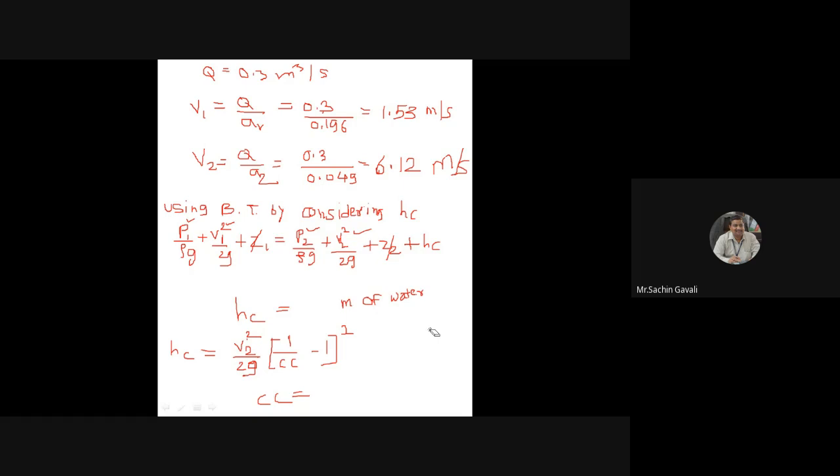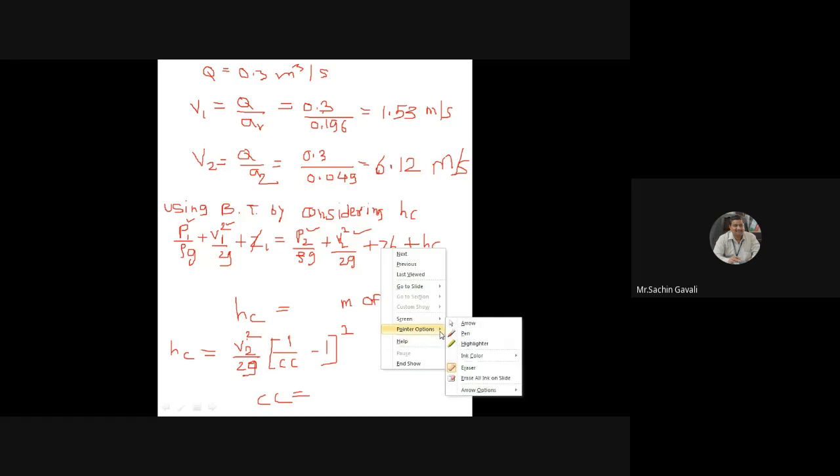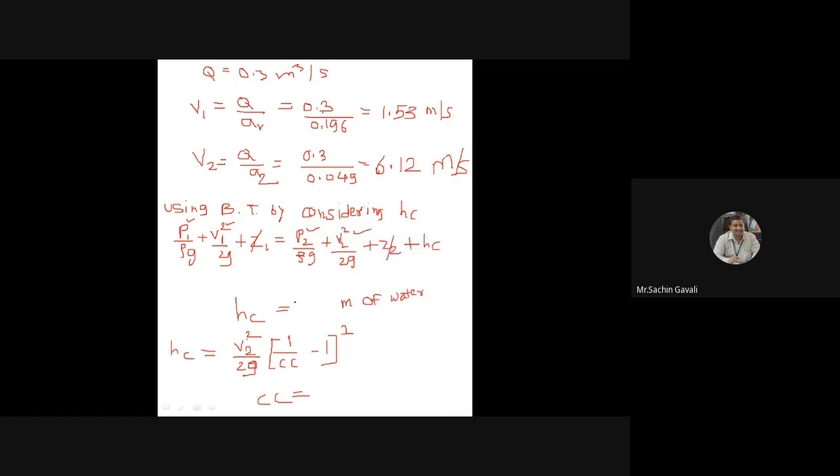Okay, Nikita Pawar got the answer HC is equal to 0.21. I'll write only two digits, 0.21. And then the HC value we have to put in this equation. V2 we got, and we will get the CC value. Somebody can tell me the CC value also. Too much time you are taking.